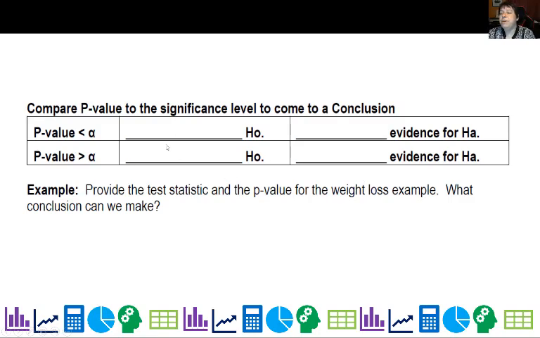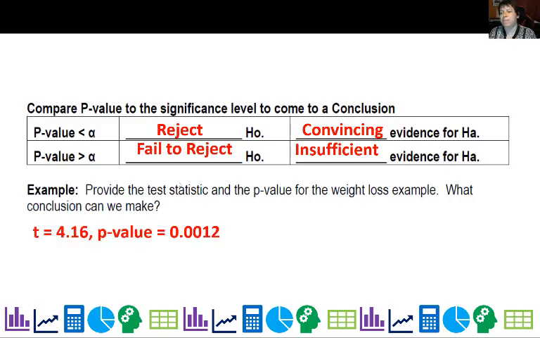So compare the p-value to the significance level to come to a conclusion. If the p-value is less than our alpha, alpha is our significance level, then we reject H0. And we say we have convincing evidence for the alternative hypothesis. If it's greater, we fail to reject. And we say we don't have enough evidence. We have insufficient evidence.